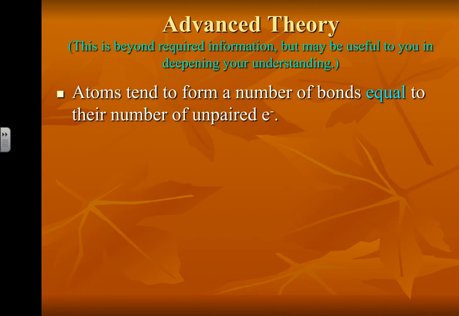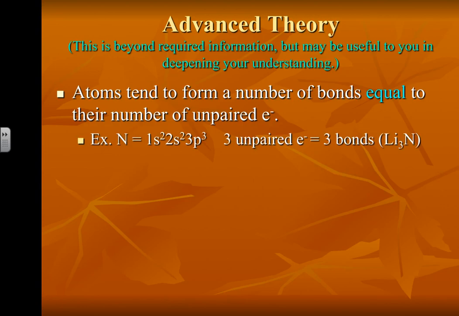Atoms tend to form the number of bonds equal to their number of unpaired electrons. Okay, what the heck does that mean? Well, how about an example? For the example of nitrogen, you can see that I have the electron configuration here, 1s2, 2s2, 2p3. Notice it's got 3 unpaired electrons. If you think about drawing an orbital diagram with the lines and then the arrow up, arrow up, arrow up, again, 3 unpaired electrons. And nitrogen, by the way, tends to form basically 3 bonds. Li3N would be a common compound that lithium and nitrogen could make, and you can see the 3 lithiums attaching to the 1 nitrogen. That's 3 bonds for the nitrogen.